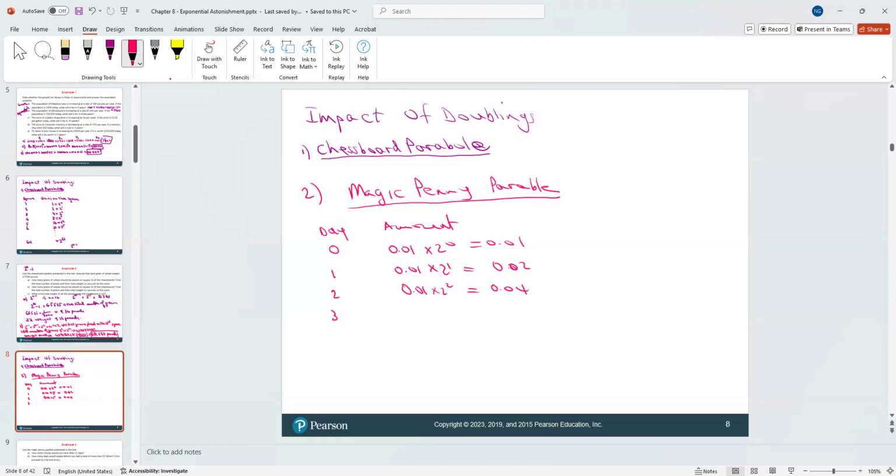In day three, again, continue to double. So that's 2 power 3. So it gives you 0.08. Now, you see what happened after 4 days, for example, you're still doing the same thing, 2 power 4, that gives you 16 cents. Now, just imagine after 365 days, what you're going to have: 0.01 times 2 power 365. So you see how much money you're going to have. So at day t, you're still going to have 0.01 times 2 power t. So that would be the formula.